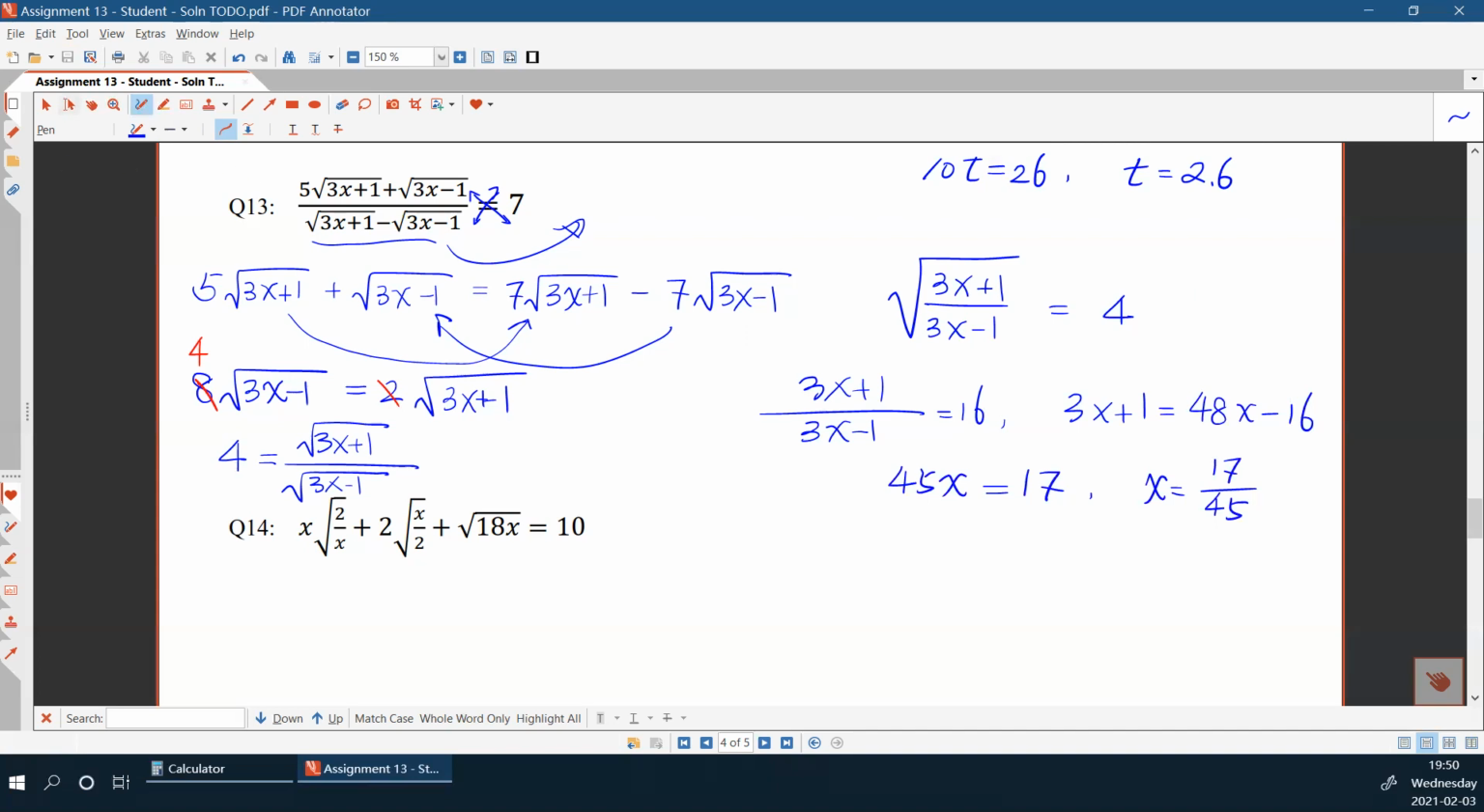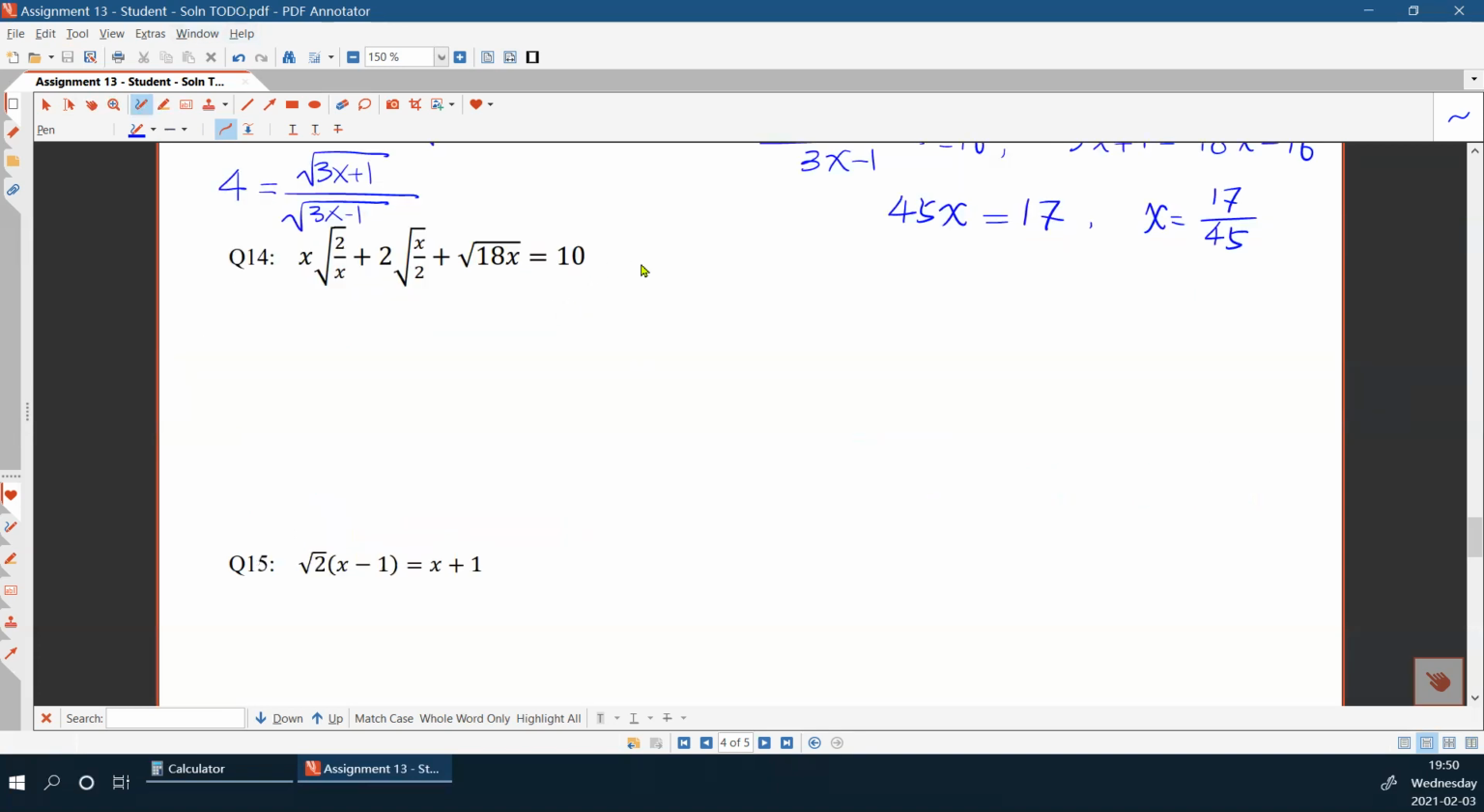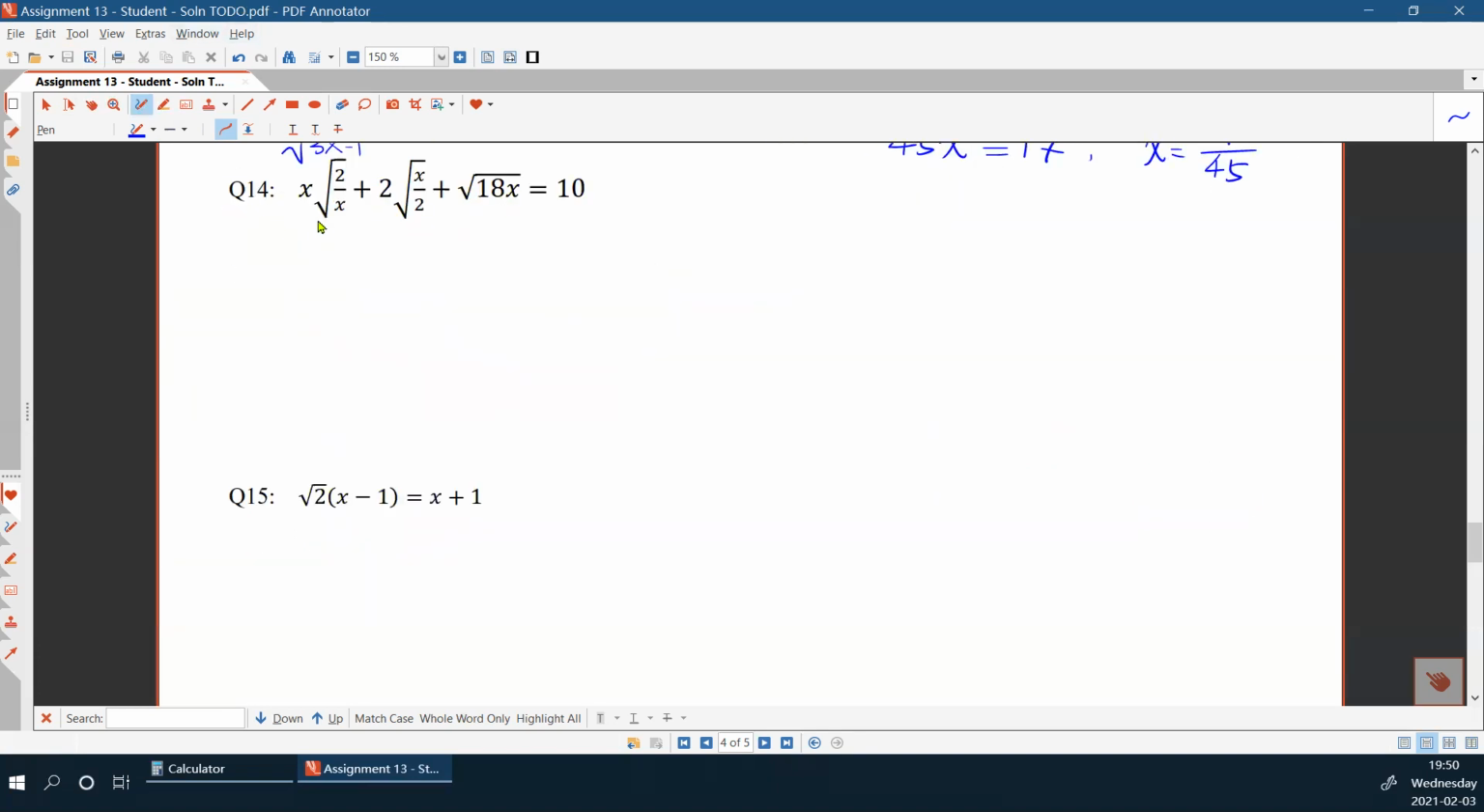No? Both okay, right? Okay, let's see question 14. I can see that you don't know how to solve it, right? Okay, at first glance, there's no better way we can do this. So consider if we can merge something here, okay? Note that you can put x inside the square root sign, and also you can put 2 inside the square root sign, right? And actually, square root 18x is 3 times square root 2x, right?